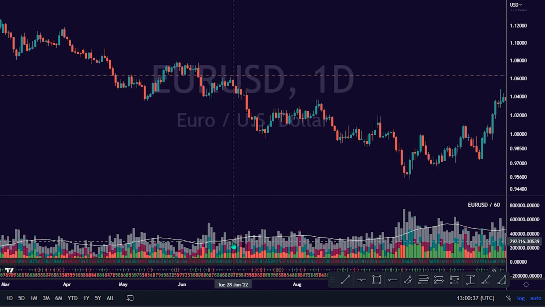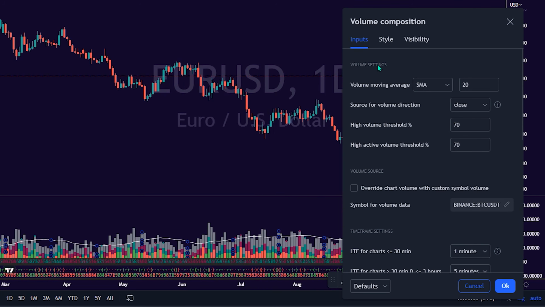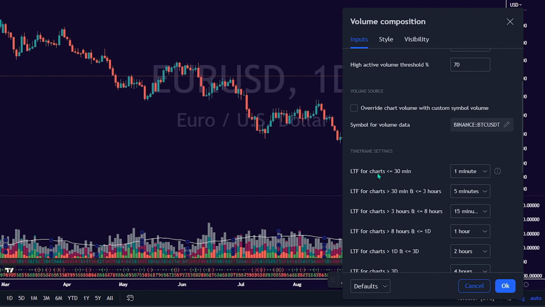Let's check the time settings for this indicator under the Input settings. Volume data is fetched from a lower time frame that is automatically adjusted to fit the time frame you're using. By default, the following settings are applied. A lower time frame for charts lesser or equal to 30 minutes is a 1-minute time frame. The lower time frame for charts greater than 30 minutes and lesser or equal to 3 hours is 5-minute time frame. Charts greater than 3 hours and lesser or equal to 8 hours are 15-minute time frame.